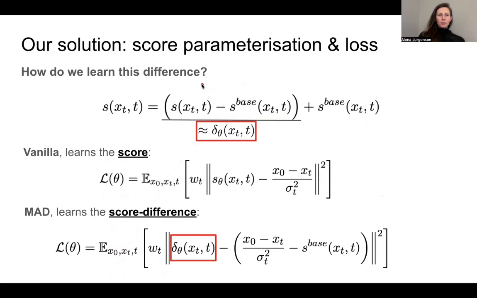So how do we parameterize this, and what is our loss function? It's very simple. As I said, we have a neural network to learn the difference. If the vanilla approach learned the score, so there was a neural network for the score function and the learning target was this, then our learning target becomes the same thing minus the base score. So it's the difference. And then again, we have a neural network for the difference.